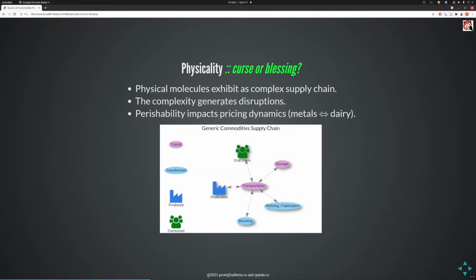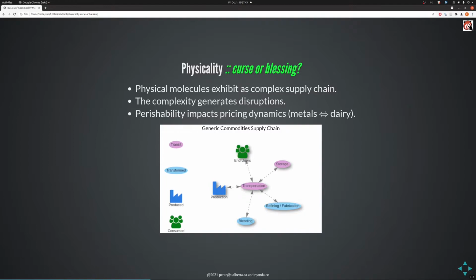Which leads me to physicality. Physical commodities exhibit very complex supply chains. An important aspect of this is that complexity generates disruptions. And also perishability impacts the pricing dynamics. If we compare precious metals like gold versus a dairy product, there is an impact on how long it can be stored and still be consumable or worth something.